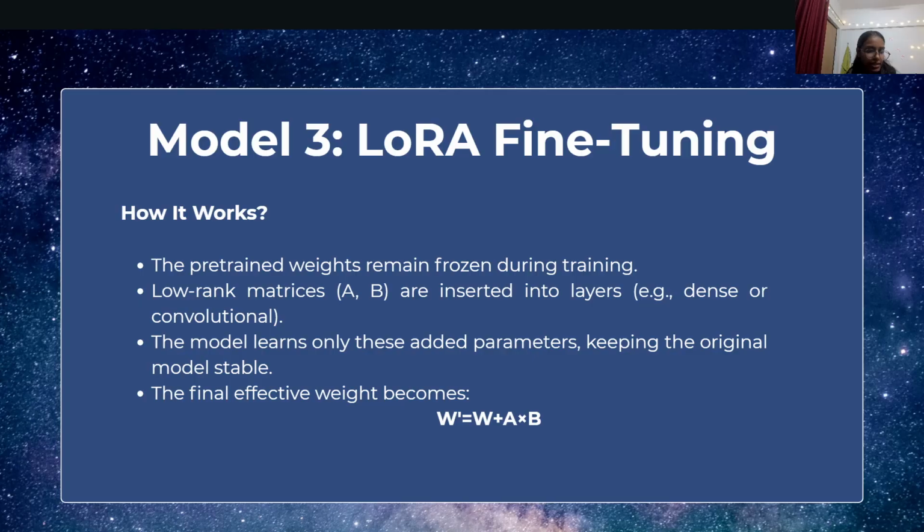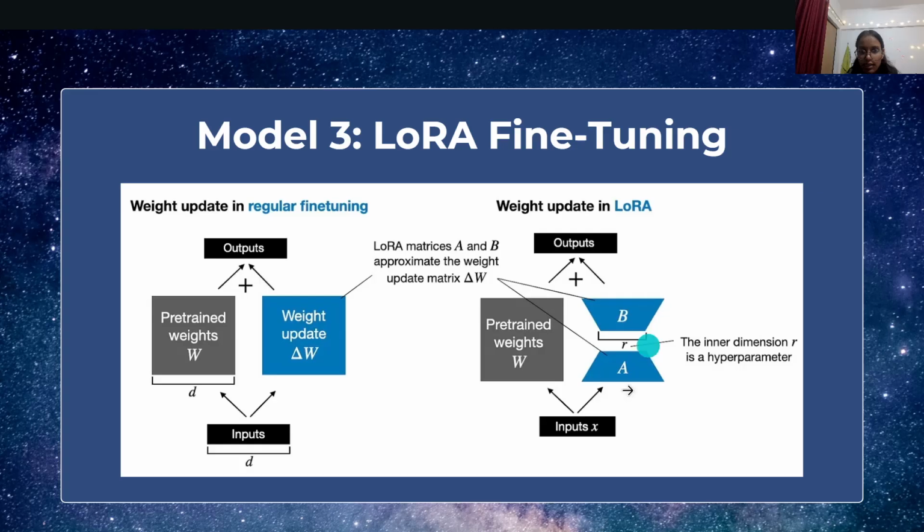Then in selected layers like dense or convolutional layers, we insert two small trainable matrices A and B. We can see the graph here. We are training A and B. Matrix A reduces the dimensionality. It projects the large weight space into a smaller low rank subspace. Matrix B then brings it back up to its original dimension. During training, only A and B are updated. The rest of the model stays fixed.